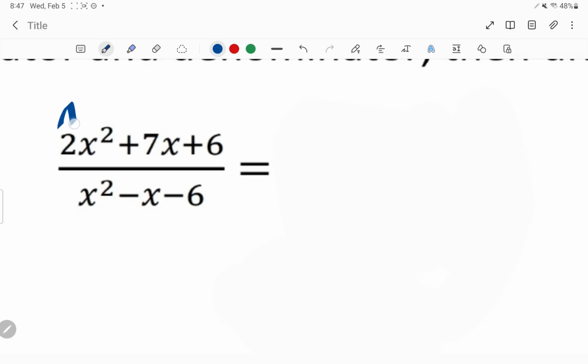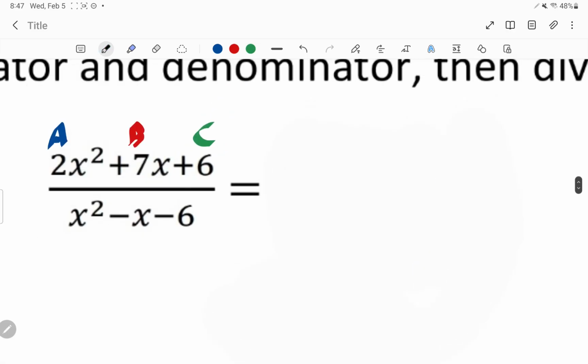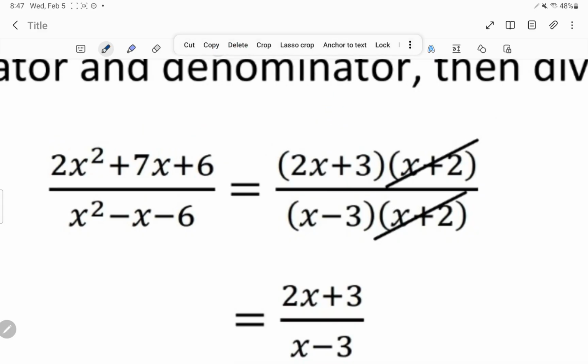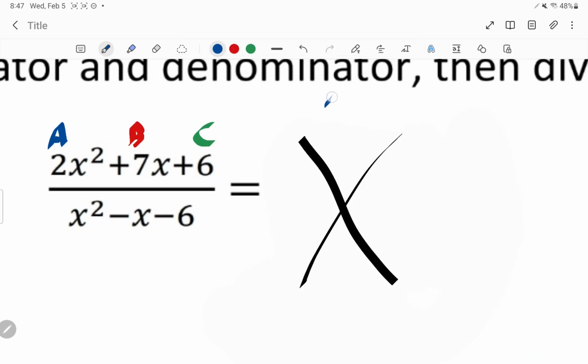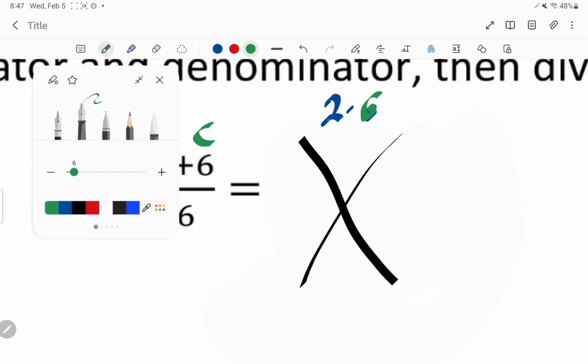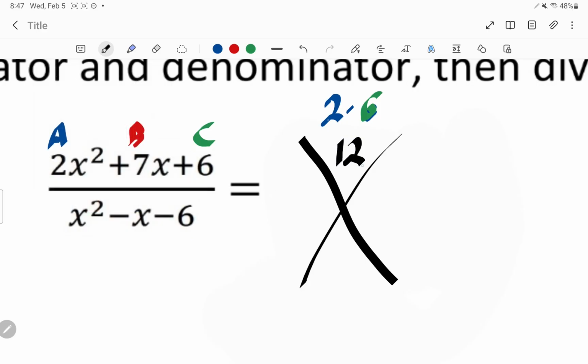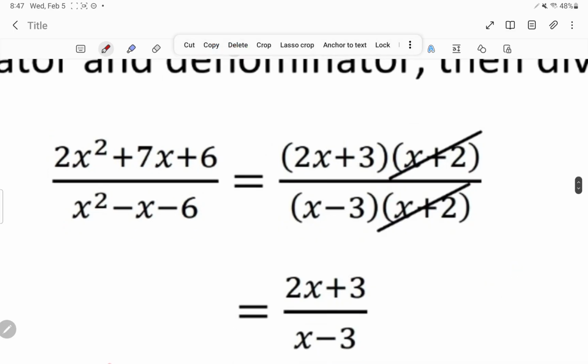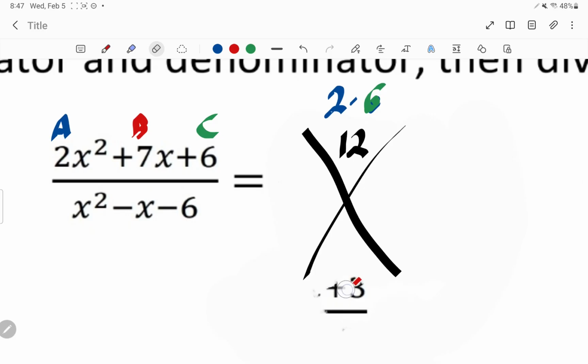So I know this is A, B, C. Draw my big X here. So it's going to be what times what? So it's going to be 2 times 6, which gets us 12. The bottom one is B, which is 7 this time. So we're just going to put a 7 down there. Disregard that 3. Let me erase it. Don't look at that.